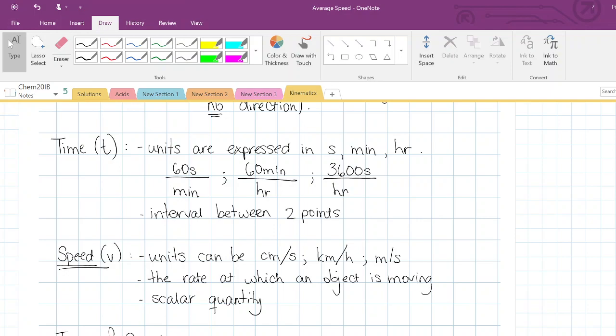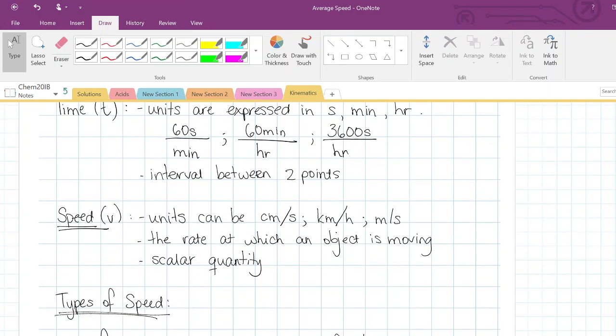When we talk about time, we're referring to that time increment. So how long does it take that object to move? And again, time is a scalar quantity. Or sorry, it's not the rate, I jumped down to the next point. Sorry. It's that time interval between 2 points. How long does it take that object to move?